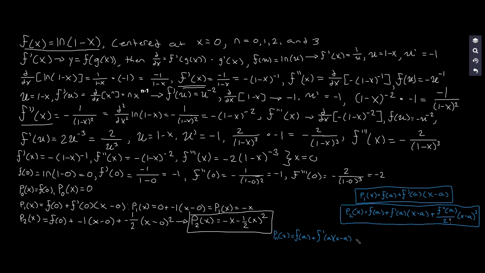So f prime of a times x minus a, plus f double prime of a over 2 factorial times x minus a raised to the second power, plus anything in between all the way up to n factorial.